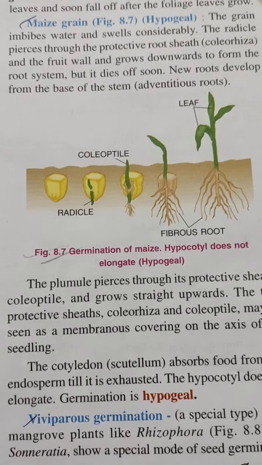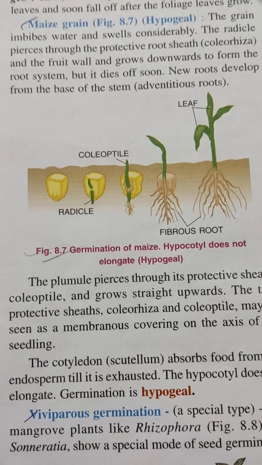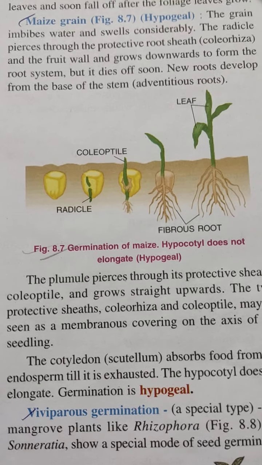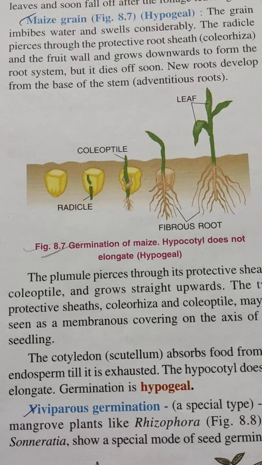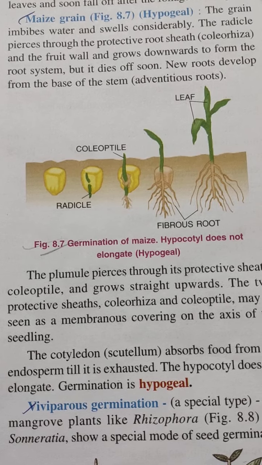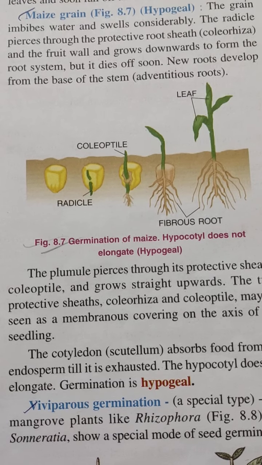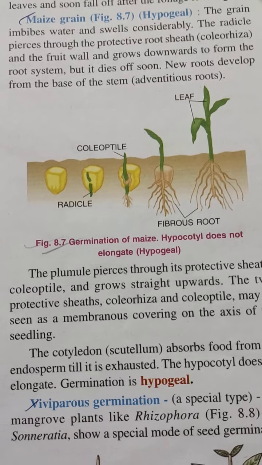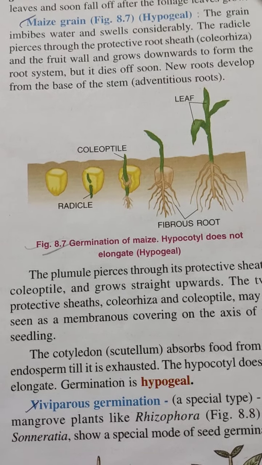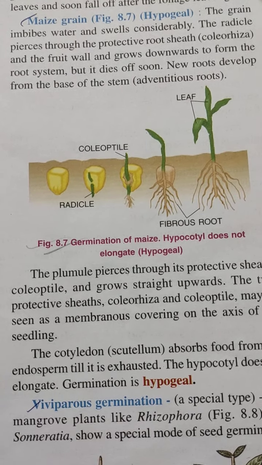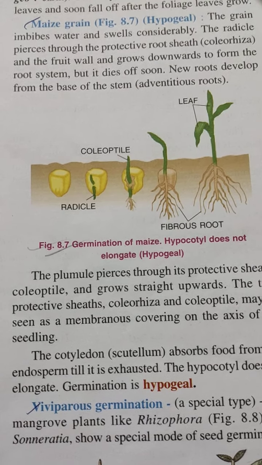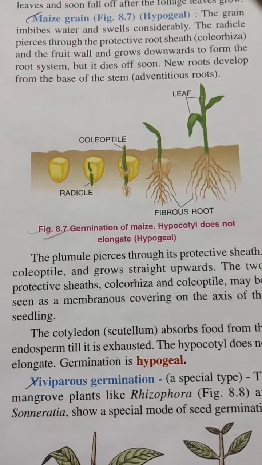See, this is the maize grain. The grain imbibes water and swells considerably. The radicle pierces through the protective root sheath, the coleorhiza, and the fruit wall, and grows downwards to form the root system. But it dies off soon. New roots develop from the base of the stem. Those are actually adventitious roots. It's not the taproot system, but fibrous roots.